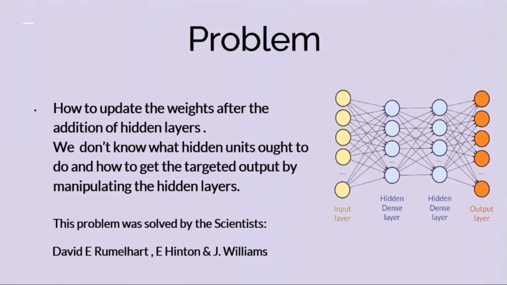Problem. The main problem which scientists faced was that they didn't know how to update the weights of the hidden layer, because the hidden layer is not a part of the input layer and not a part of the output layer. Moreover, they didn't know the exact values of the weights given to the input values because they were random.